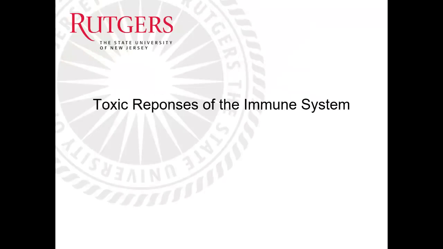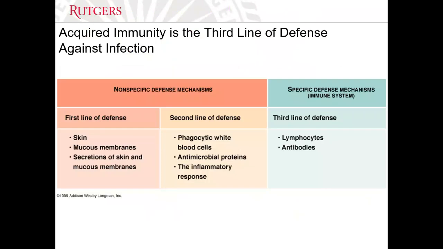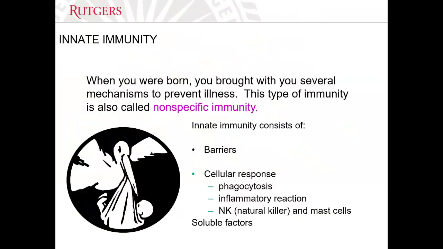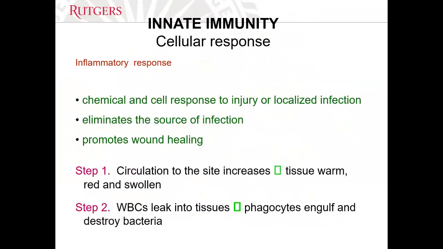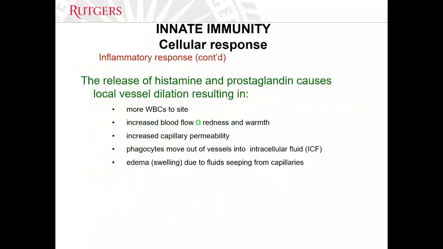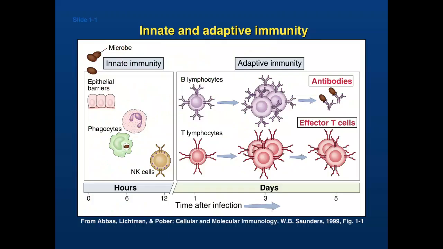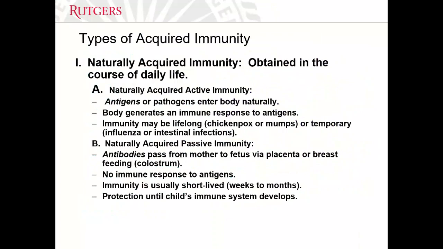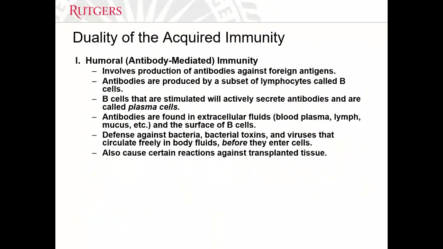Now moving into the immune system. So know just the difference between the non-specific defense mechanism versus the specific defense mechanisms, innate versus adaptive immunity. So again, these are just facts about the innate immune system or cellular response versus the adaptive immune response, which is the acquired type of immunity. Just know a little bit about the different terminologies that were used. And then the types of acquired immunity, whether it's naturally acquired immunity or artificially acquired immunity.